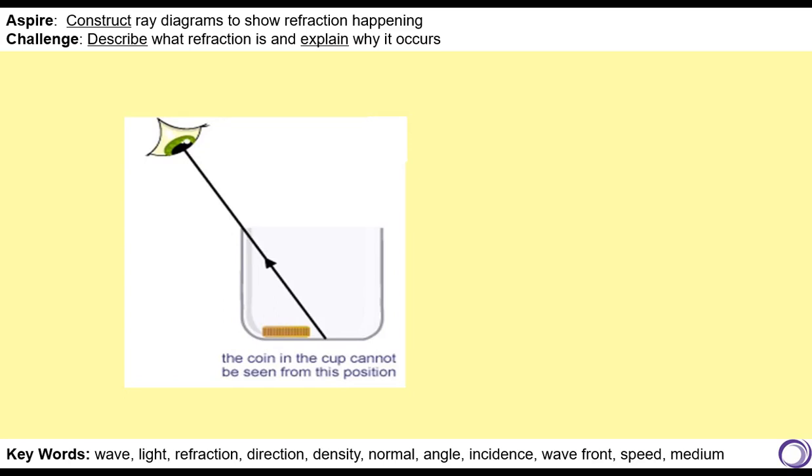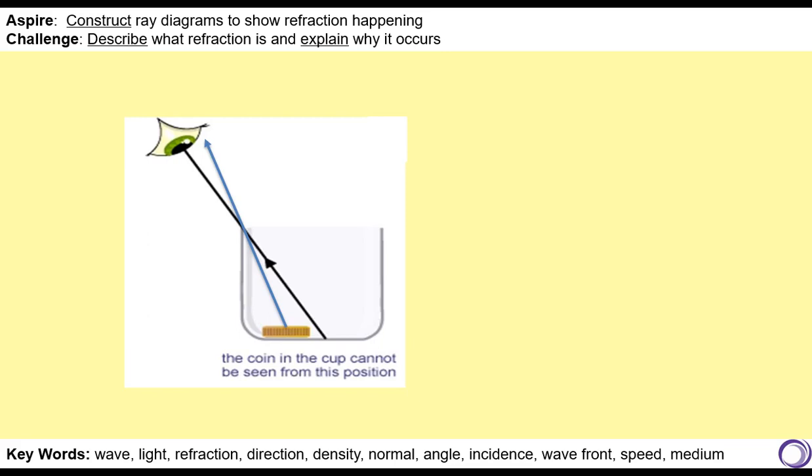So let's see if we can explain what is happening here. If you have a coin in a beaker and you position yourself so that you cannot see that coin in the bottom of the beaker, the reason why this is happening is because no light from the coin can actually reach your eye. So if I show you with this blue arrow here, this is the light that is reflecting off of the coin, and you can see that it cannot reach your eye because of the position that you are in. So the light travels in a straight line and cannot bend around the edge of the beaker in order to reach your eye. So you can't see the coin.